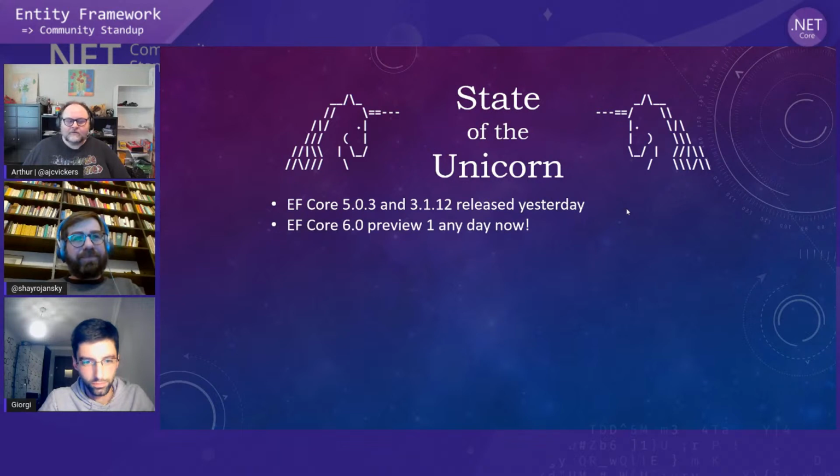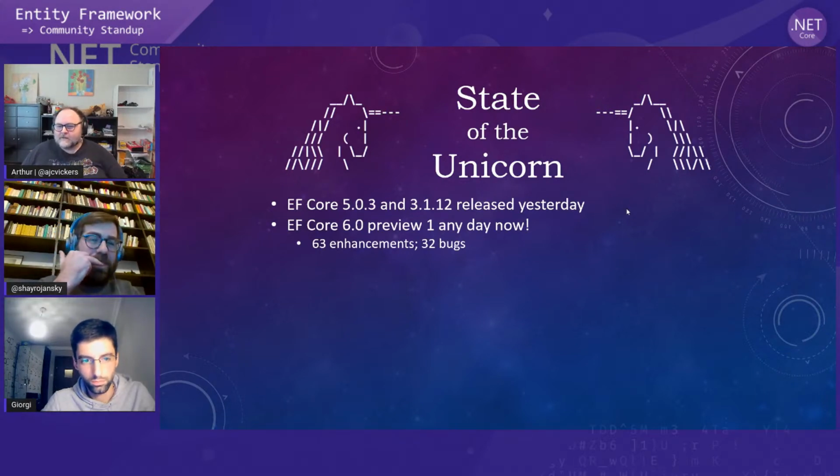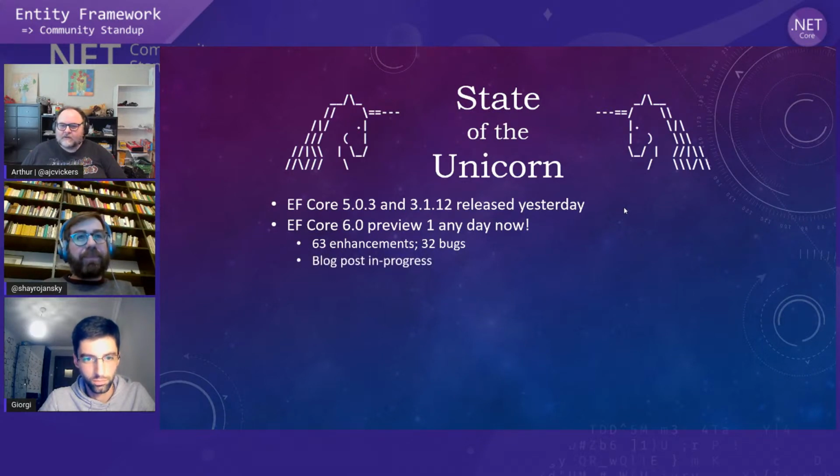EF Core 6.0, we talked about this 2 weeks ago. We were branching then. Since then, there's been a lot of wheels turning and stuff moving behind the scenes, and we're ready any day now to release that. And like I said last time, 63 enhancements, 32 bugs. A lot of those are customer or community contributions, which is really nice. Nothing big in it, but it's a preview one. It's spin the wheels, make sure we can release it, that kind of stuff. A blog post that has more details on this is in progress.